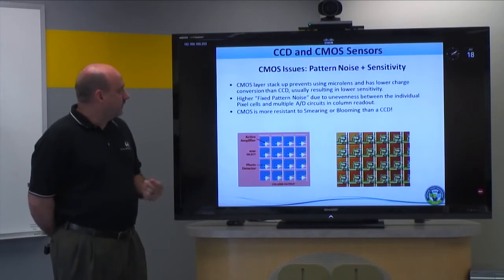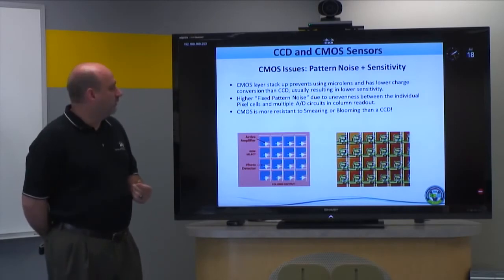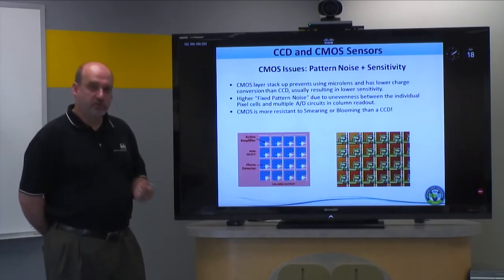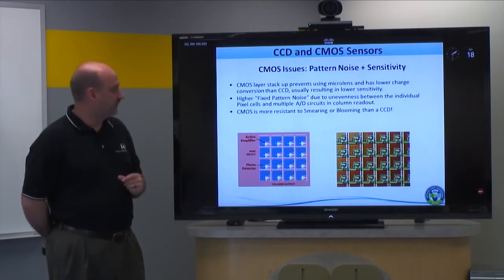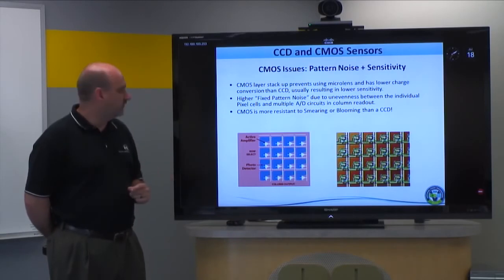So between not having a microlens and some of the physics involved in the silicon, CMOS usually has a lower sensitivity than CCD just by the nature of what's going on. The microlens helps catch it back up, but there's still some other physics that usually make it a little bit lower in the actual charge conversion.